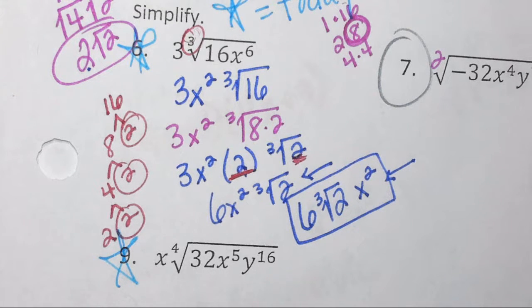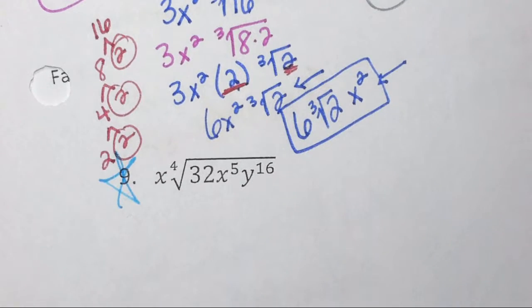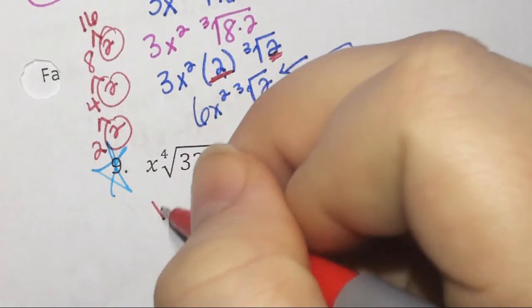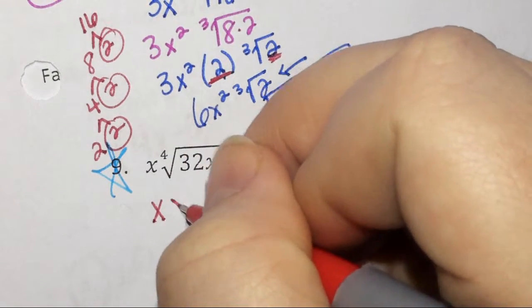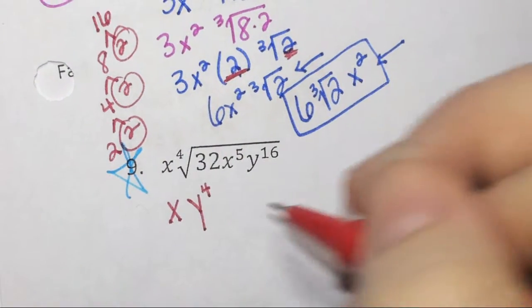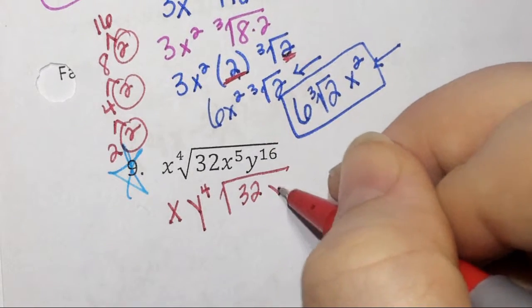Okay, last but not least on the math workshop, we're doing a 4th root of 32, x to the 5th, y to the 16th. The y is really easy, so I'm going to leave the x alone. The y becomes y to the what power? 4. Yes, and you can have a point for that, because 16 divided by 4 is 4. And now you and I need to deal with that 32, and we also need to deal with that x to the 5th.